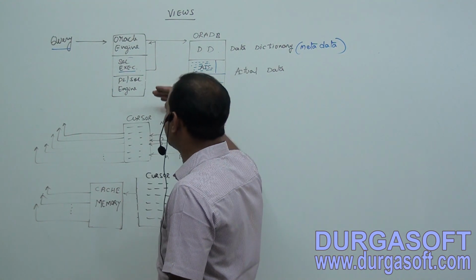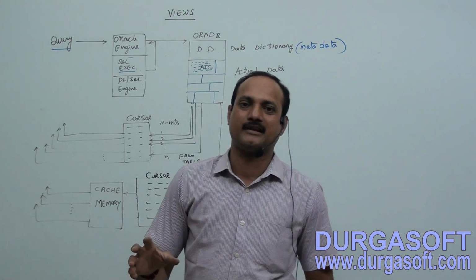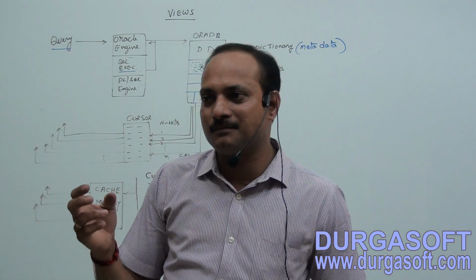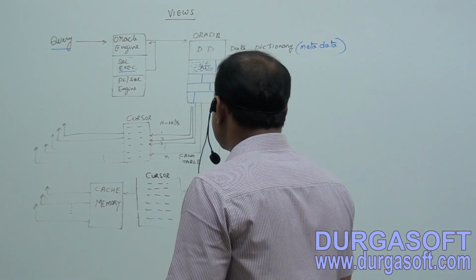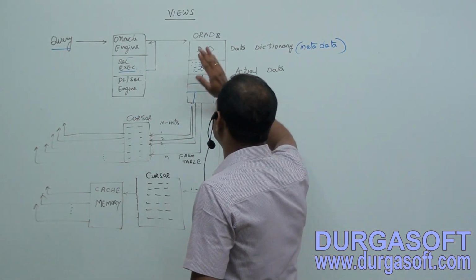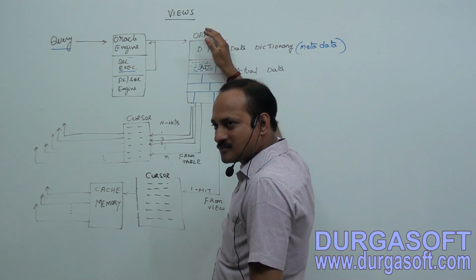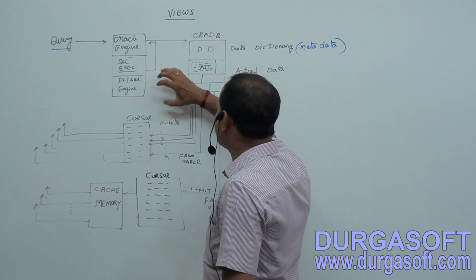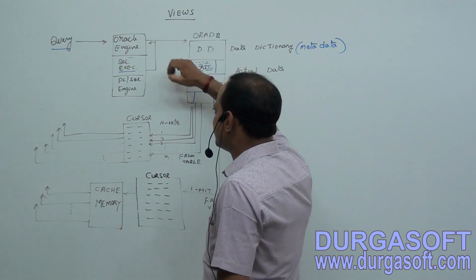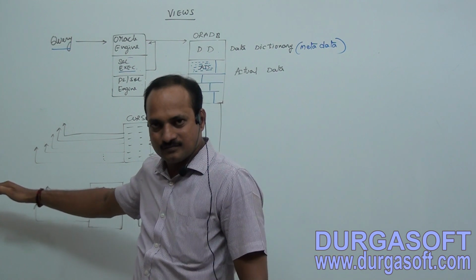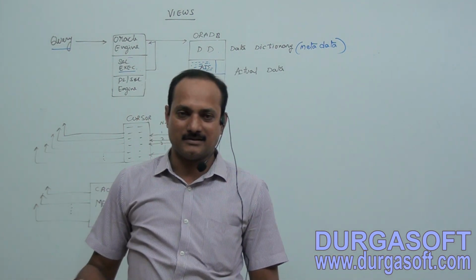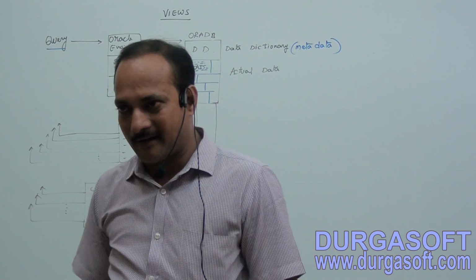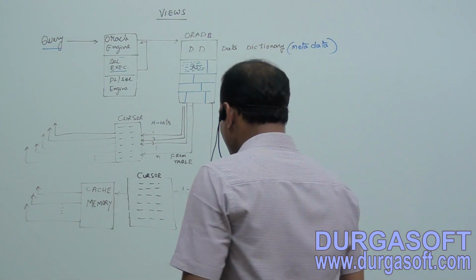Suppose you are executing the same query 100 times, or the same query by multiple users 1000 times, then 1000 hits exist for the database. If the number of hits to the database increases, performance will be degraded. That's why we have to decrease the number of hits to the database. How? That is by defining a view.